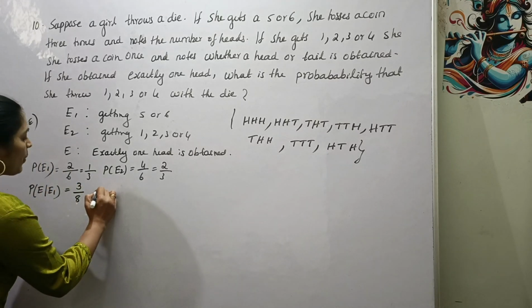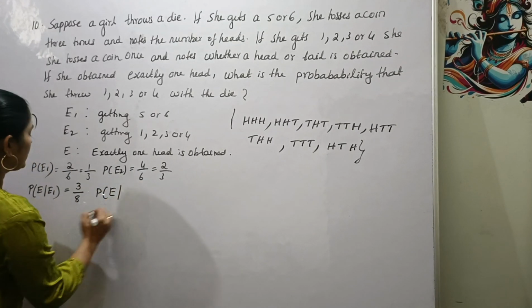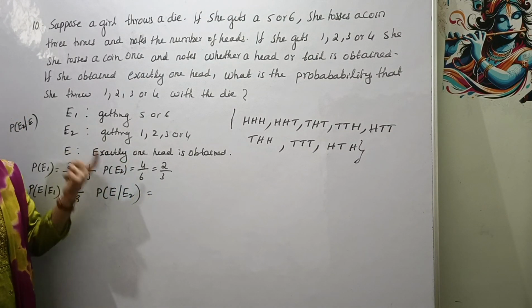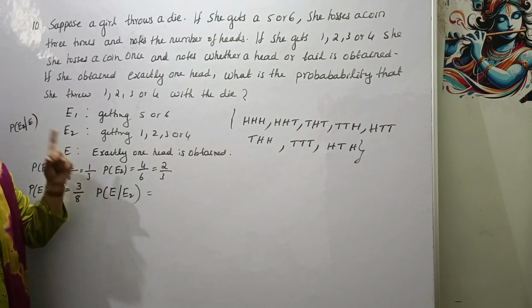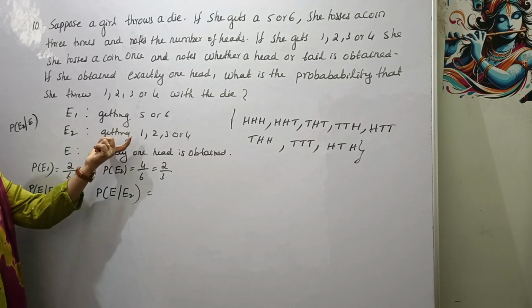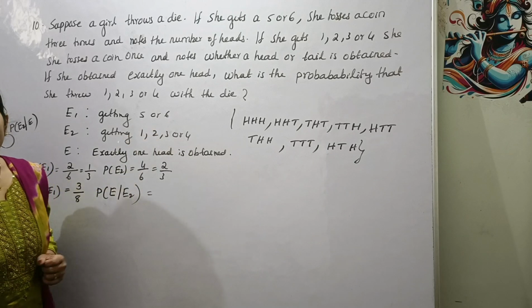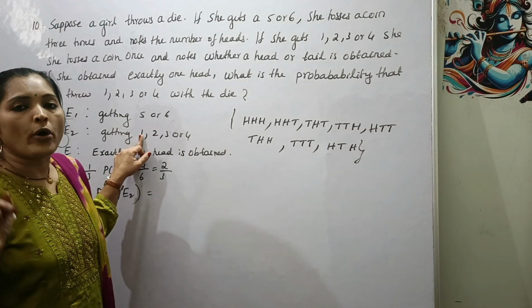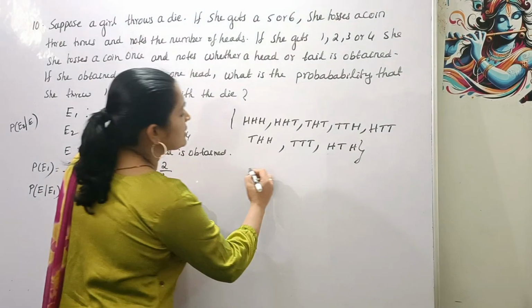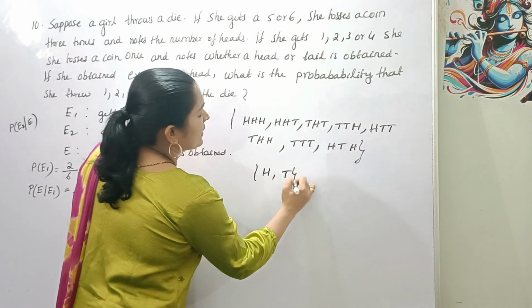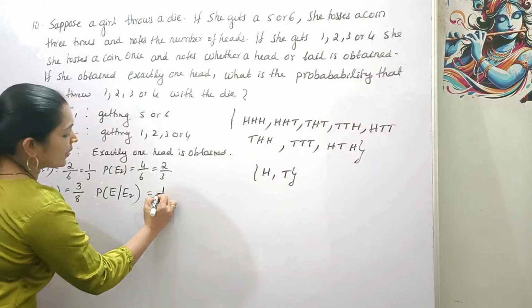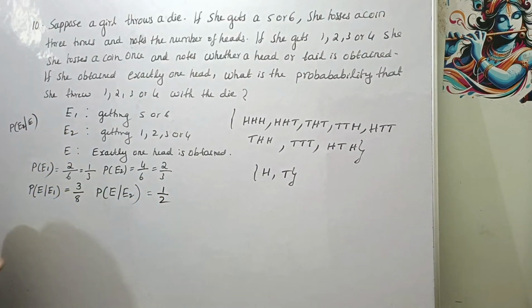Next, probability of E given E2, that is probability of exactly one head is obtained when she is getting 1, 2, 3 or 4. When she is getting 1, 2, 3 or 4, she has to throw a coin only once. So what is the sample space? H, T, right? Either H or T. So exactly one head, that is 1, right? Number of H is 1. Okay. So 1 divided by 2.